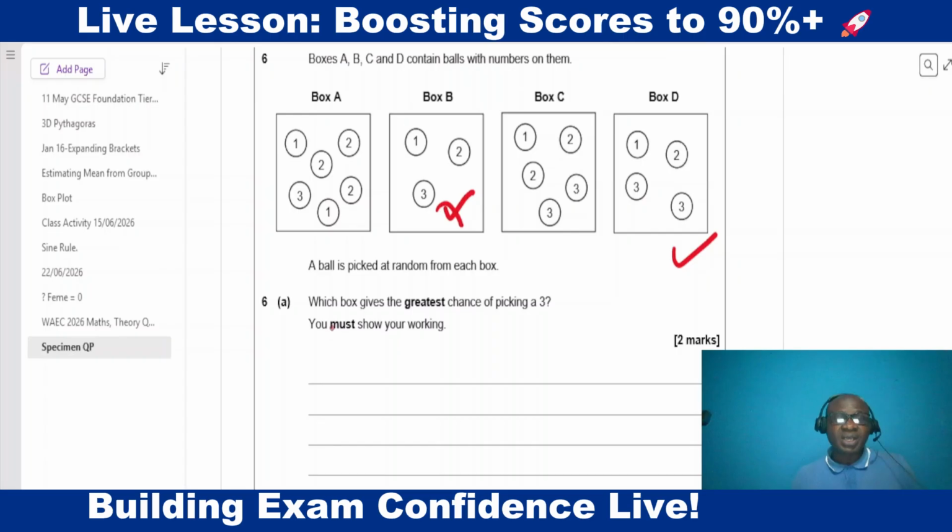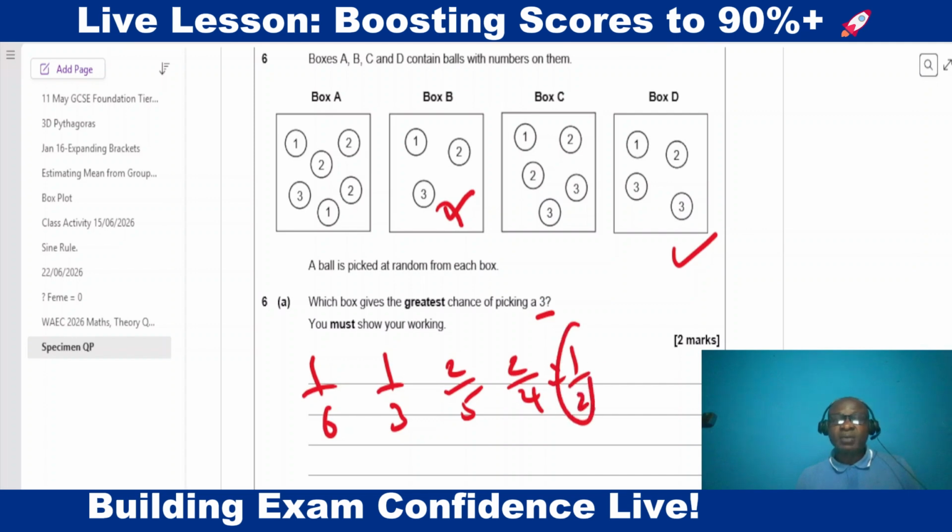And the question says, which box gives the greatest chance of picking three? Picking three in A is 1 over 6. Picking three here is 1 over 3. Picking three here is 2 over 5. And picking three here is 2 over 4, which is 1 over 2. And 1 over 2 is greater than all these numbers. Yes, 2 marks is correct.